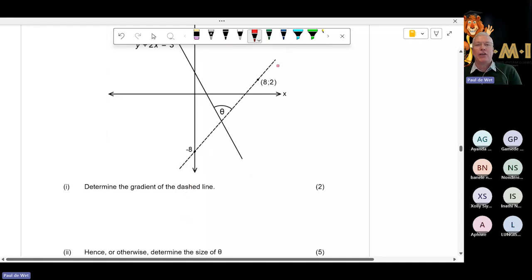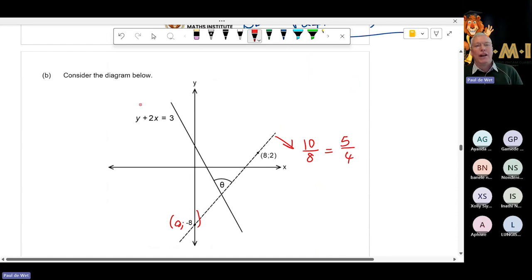This dashed line has got a gradient of... The way I would do this: how much have I risen? I've risen by 10. How much have I run across? By 8. The gradient is 5/4. Now, do I know the gradient of this line? It's not 2. It's not in standard form. It's actually y equals negative 2x plus 3, so its gradient is actually negative 2.